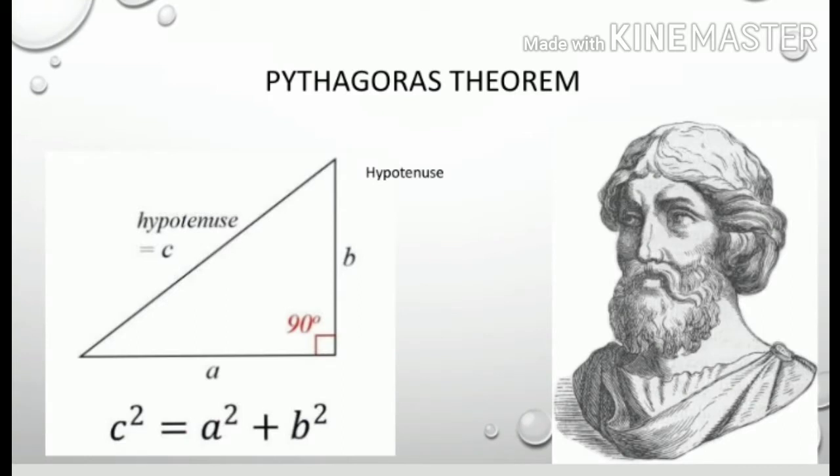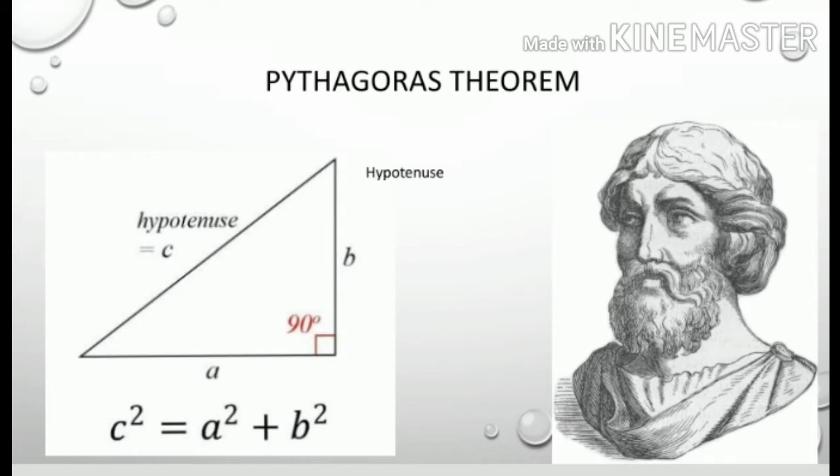As you can see in the slide, Pythagoras Theorem. Pythagoras was a Greek philosopher of the 6th century who is said to have found a very important and useful property of the right angle triangle. Since he gave this property, it is called the Pythagoras Theorem or Pythagoras property.